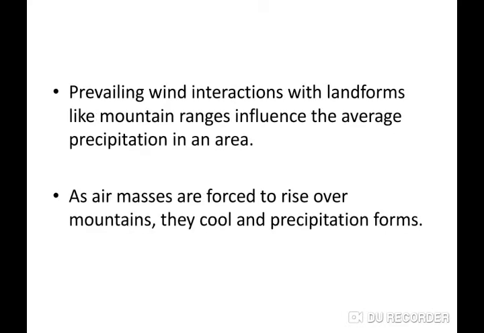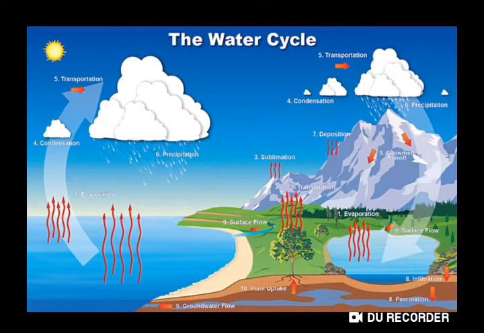Prevailing wind interactions with landforms like mountain ranges influence the average precipitation in an area. As air masses are forced to rise over mountains, they cool and precipitation forms. If you remember the water cycle, vapor is less dense, so it has to go up. When it goes up, it cools and it comes down in the form of rain.